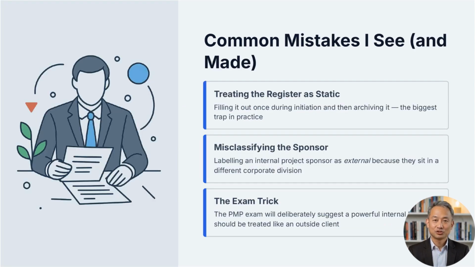Here is what I see most often in my consulting work, and one of these I made myself early in my career. The biggest trap is treating the register as a static document that you fill out once during initiation and then archive. Another major error is misclassifying your internal project sponsor as an external stakeholder because they sit in a different corporate division. The PMP exam will deliberately try to trick you into thinking a powerful internal leader should be treated like an outside client.